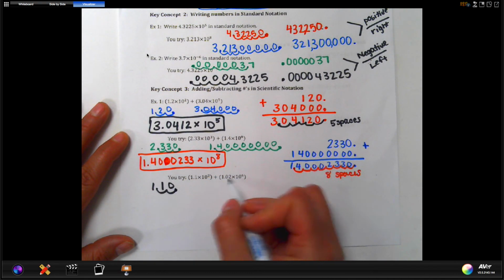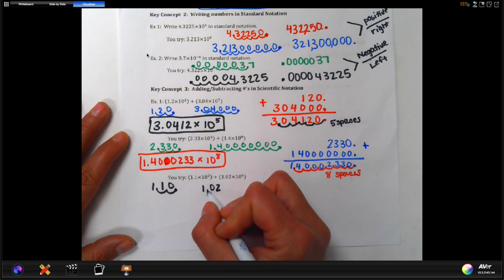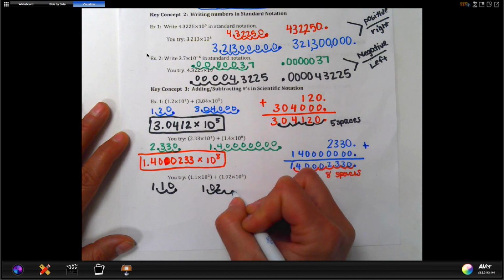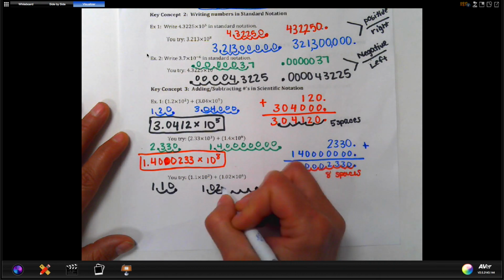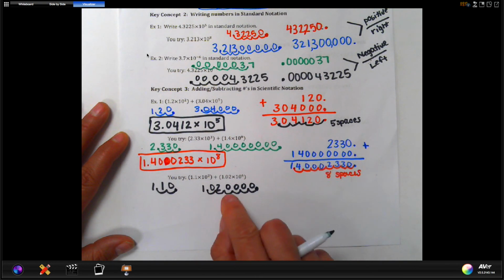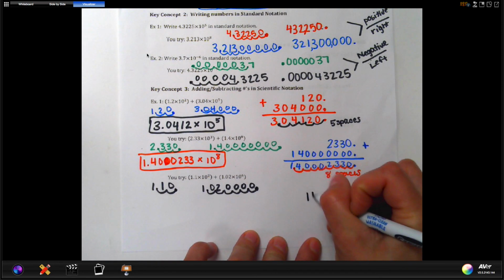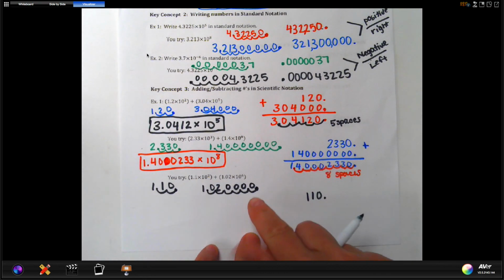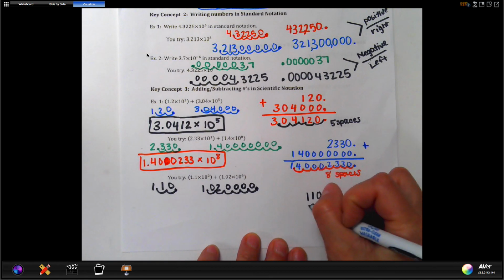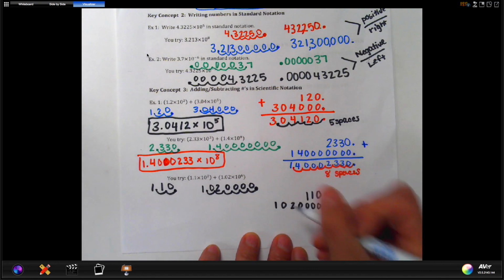Okay, second part. 1.02 times 10 to the 6 means I have to move the decimal 6 spaces. 1, 2, 3, 4, 5, 6. Okay, 2 of those spaces get taken up by the 0 and the 2, leaving us with 4 zeros. Line them up. So 110 with a decimal, line that decimal up underneath it. 1, 2, 3, 4 zeros, then a 2, and then a 0, and a 1.